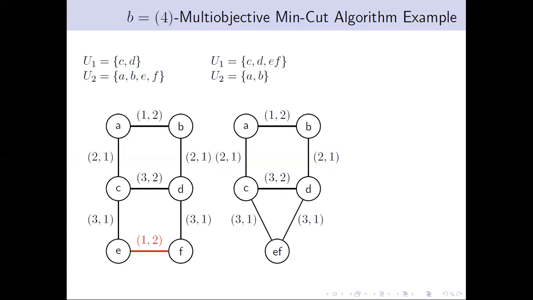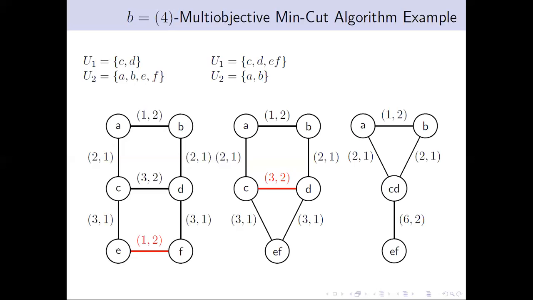Now U1 includes C, D, and the new vertex EF, while U2 includes only A and B. Since U1 is now bigger, we contract an edge chosen with probability proportionate to its C1 weight. Let's suppose we select CD, one of the edges with a C1 cost of 3. Contracting it gives us a 4-vertex graph, and since 4 is equal to 2t, we stop contraction and return a random cut. For example, we might pick the cut given by these blue edges, which is a B multi-objective min cut in the graph.